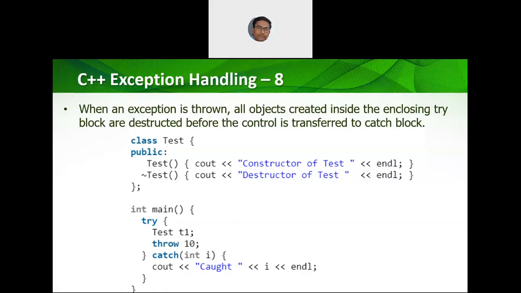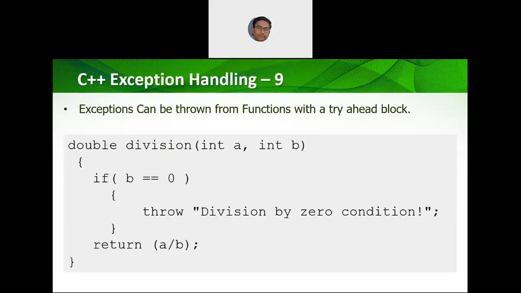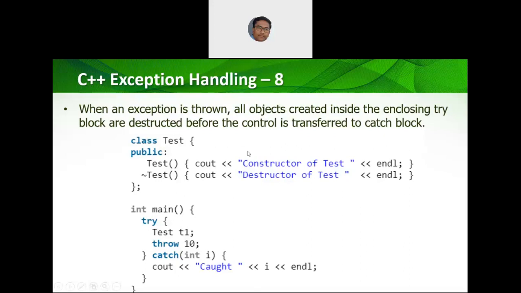Okay. Now this we have already discussed. I think you understood. Did you understand the point here? If you are creating an object inside the try block, you are handling an exception, and if you got an exception, before it goes to the exception handler, it calls the destructor. Am I clear?